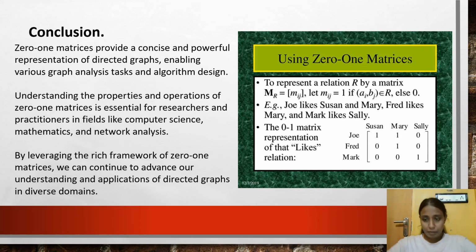Conclusion: from the whole presentation, we can learn that zero-one matrix provides a concise, powerful representation of directed graphs, enabling efficient graph analysis tasks and algorithm design. Understanding the properties and operations of zero-one matrix is essential for researchers, developers, and practitioners in fields like computer science, mathematics, network analysis, as well as the biological field. By leveraging the rich framework of zero-one matrix, we can continue to advance our understanding and applications of directed graphs in diverse domains.